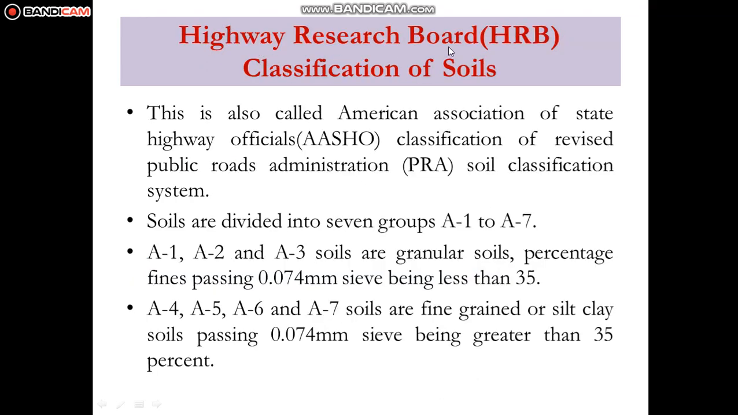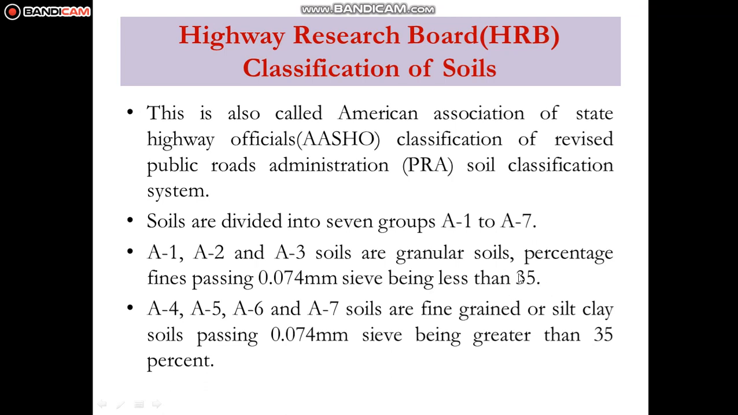Coming to the Highway Research Board HRB classification, this is also called the American Association of State Highway Officials classification or the revised Public Roads Administration soil classification system. Soils are divided into 7 groups from A1 to A7. In that, A1, A2 and A3 soils are granular soils, with percentage fines passing 0.074 mm being less than 35%.